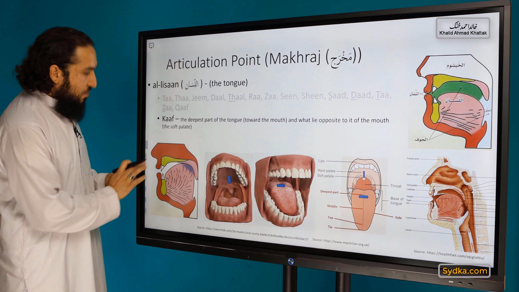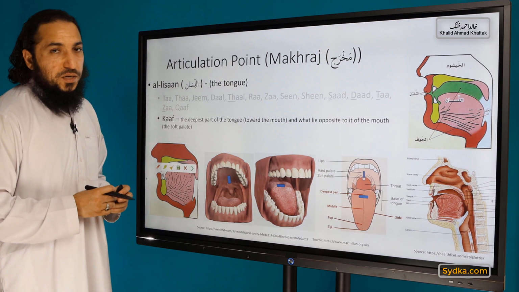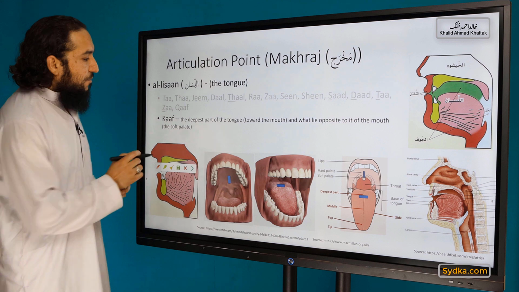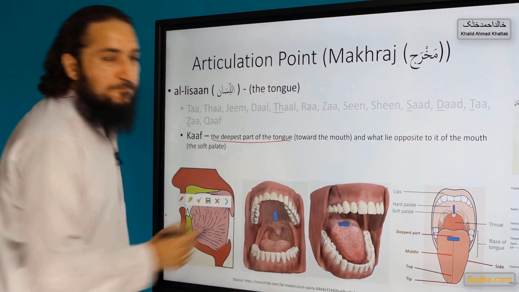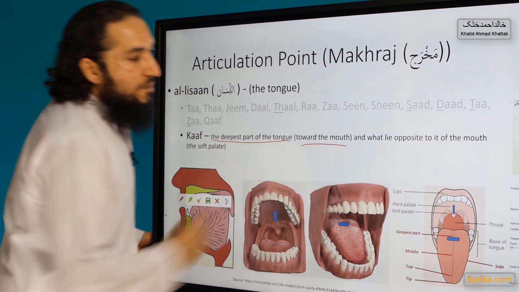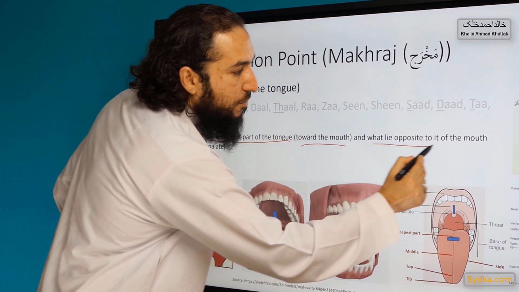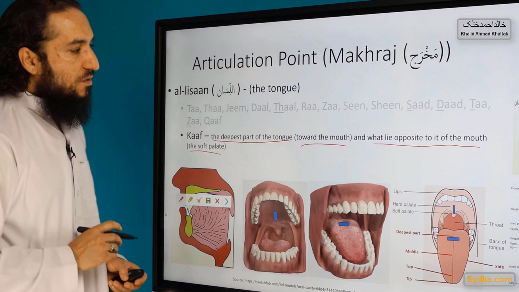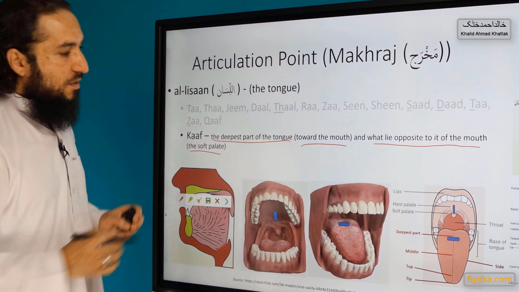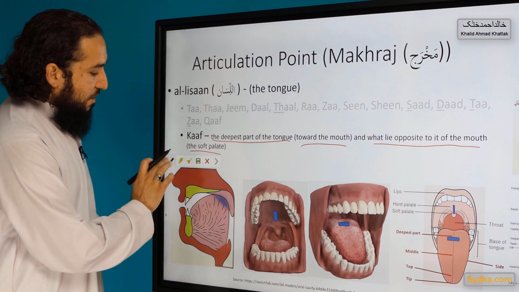What is the Makhraj? It is one of the tongue letters, lisan letters, and its articulation point is the deepest part of the tongue, towards the mouth, and what lies opposite to it of the mouth. That's still a soft palate or near the hard palate. Okay, so let's see, explain that now.